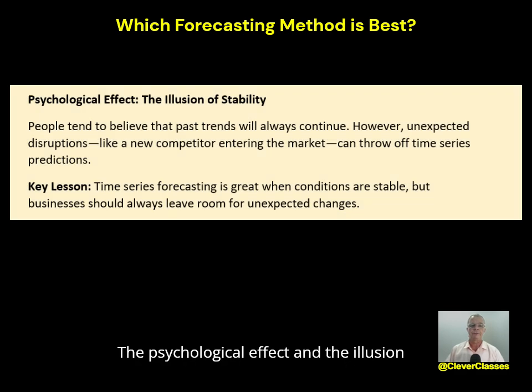The psychological effect: the illusion of stability. People tend to believe that past trends will always continue. However, unexpected disruptions, like a new competitor entering the market, can throw off these time series predictions. The key lesson here is that time series forecasting is great when conditions are stable, but businesses should always leave room for unexpected changes.